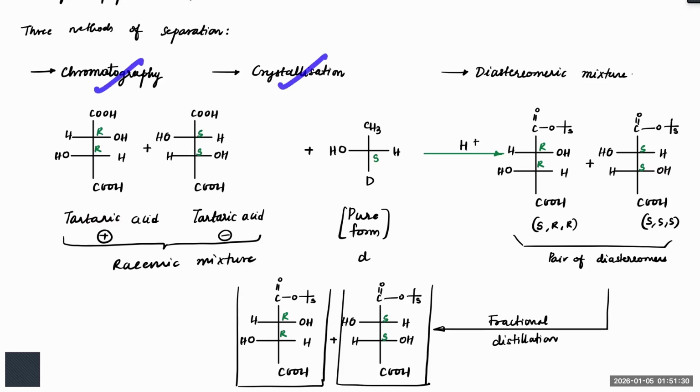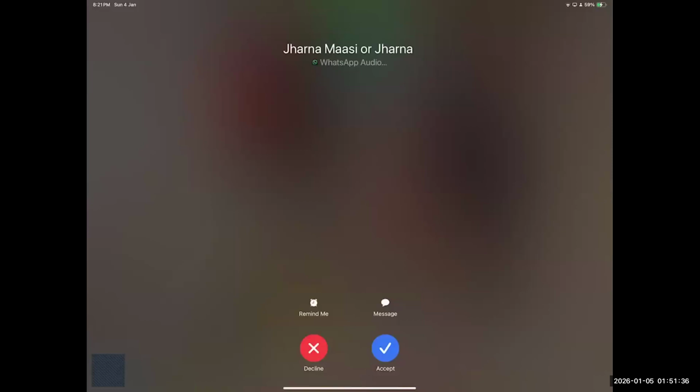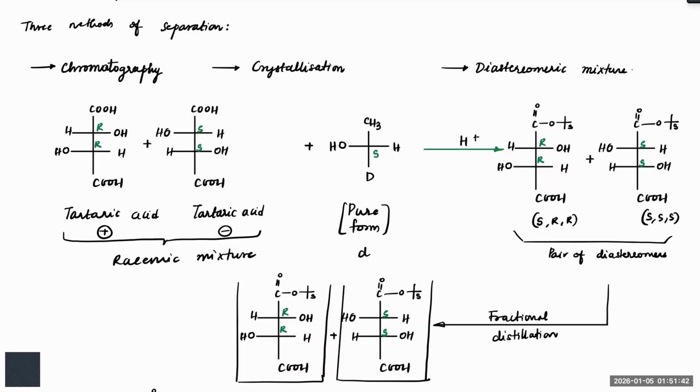These two are to be done without any chemical reactions, but diastereomeric mixture formation is via a chemical reaction. For example, if you compare tartaric acid, if I take dextrorotatory and levorotatory tartaric acids, this is a racemic mixture.